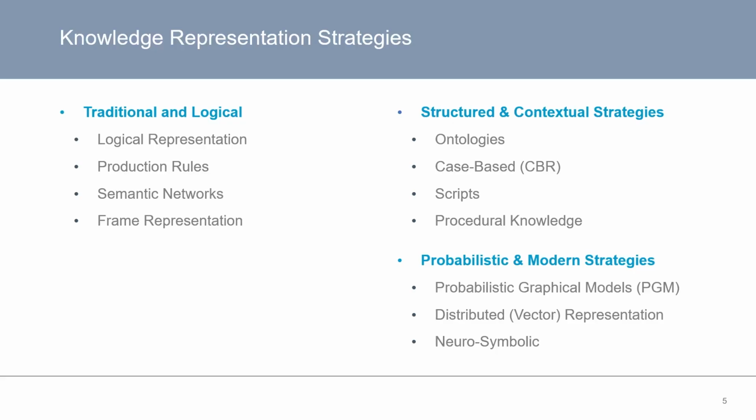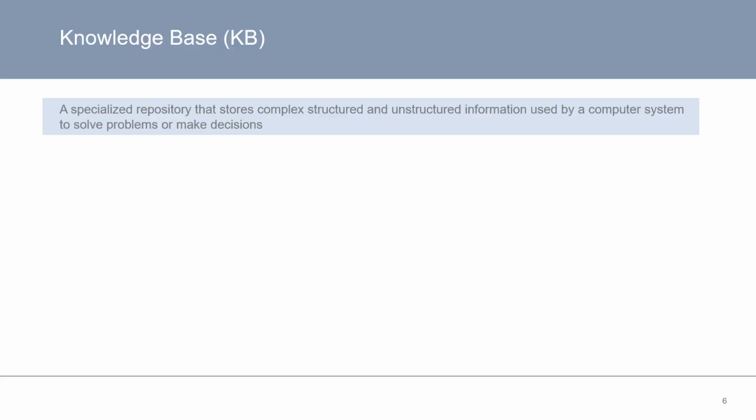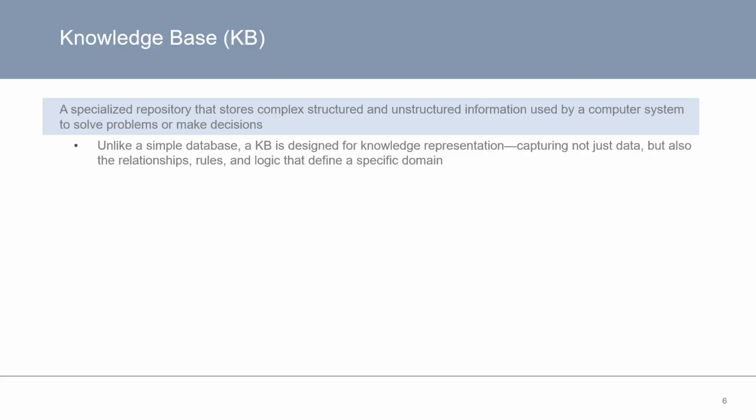One of the traditional and logical knowledge representation strategies were production rules, or more generally we'll refer to them here simply as rules. Closely related to rules, we'll also add trees, or more specifically decision trees, to this list for this lecture's discussion. Now let's take a moment to define a knowledge base. This is a specialized repository that stores complex, structured, and unstructured information used by a computer system to solve problems or make decisions. Unlike a simple database, a knowledge base is designed for knowledge representation. In other words, not just capturing data, but also the relationships, rules, and logic that define a specific domain.